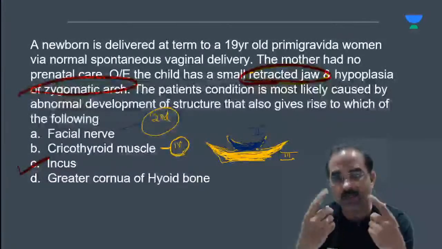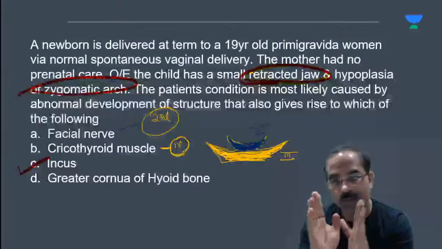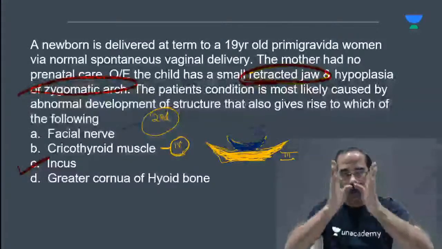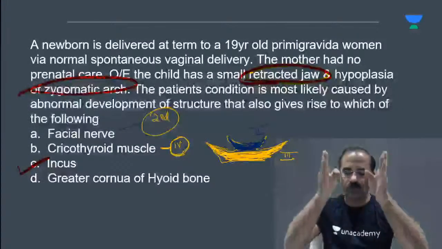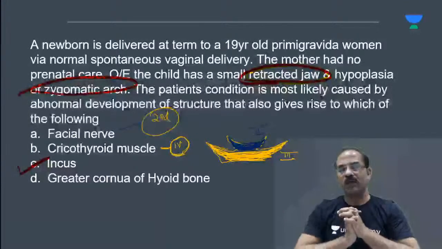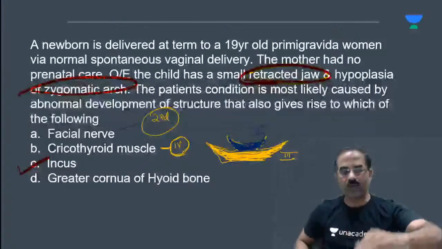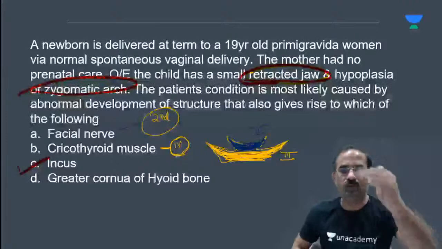The external laryngeal nerve supplies what? Cricothyroid. And what is the action of cricothyroid? It's a tensor of the vocal cords. So cricothyroid is derived from the fourth pharyngeal arch.